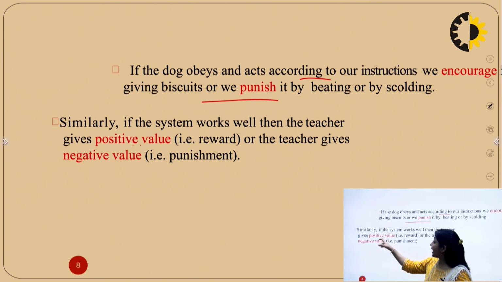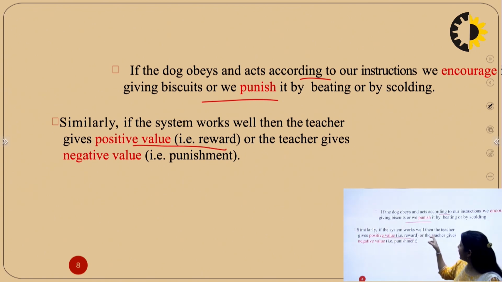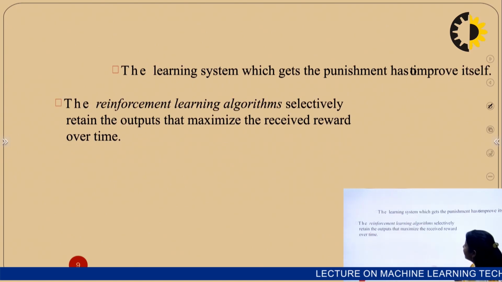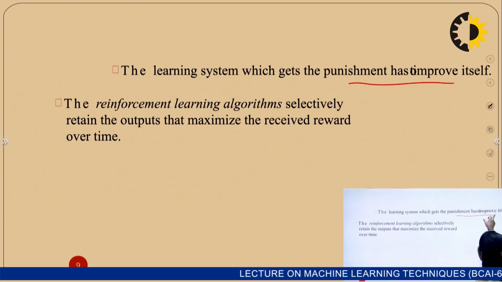So here we have a positive value. If the agent moves in the correct direction, it will get the reward, meaning a positive value. And if it is not moving in the correct direction, then it will get a negative value, meaning punishment. So this is the concept. So what is reinforcement learning? It is a learning system which gets punishment or improvement.